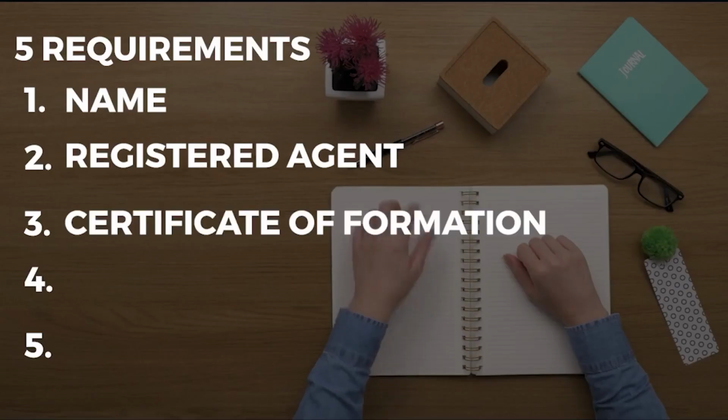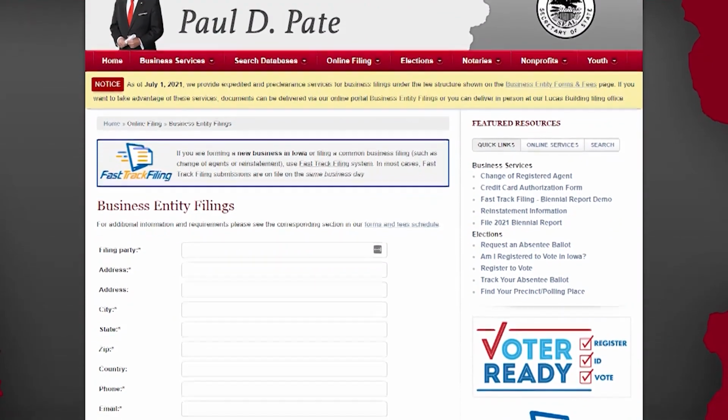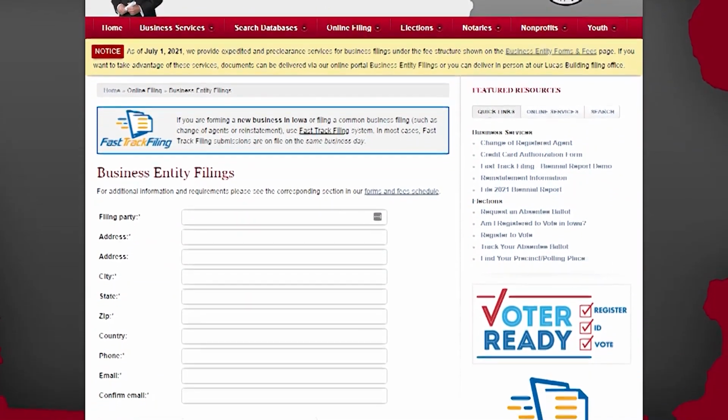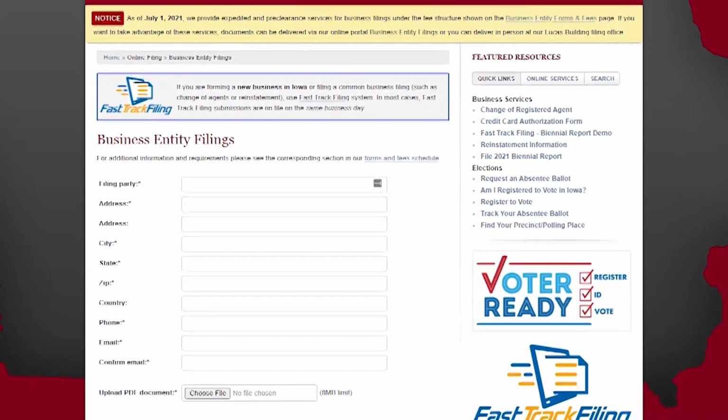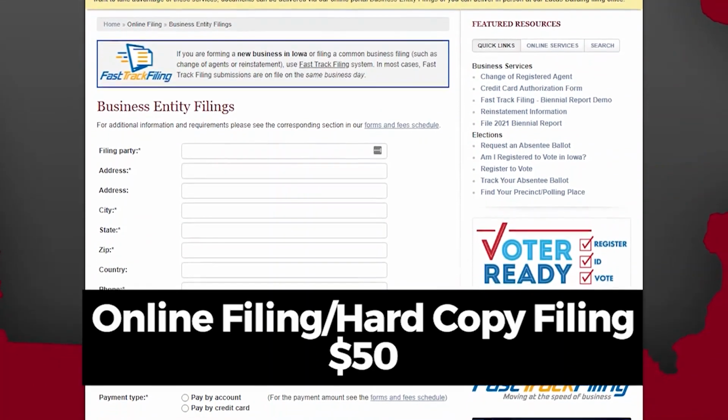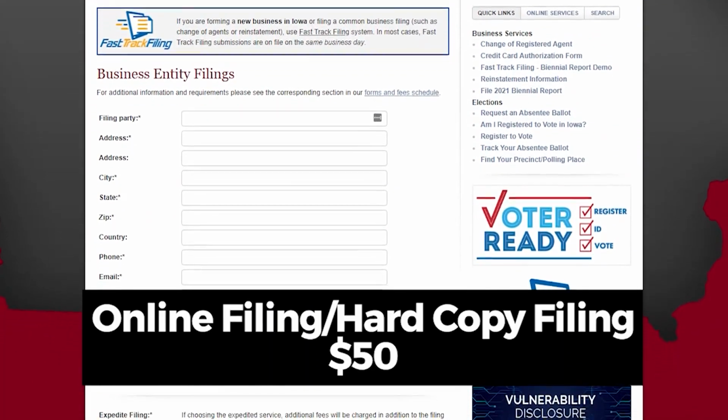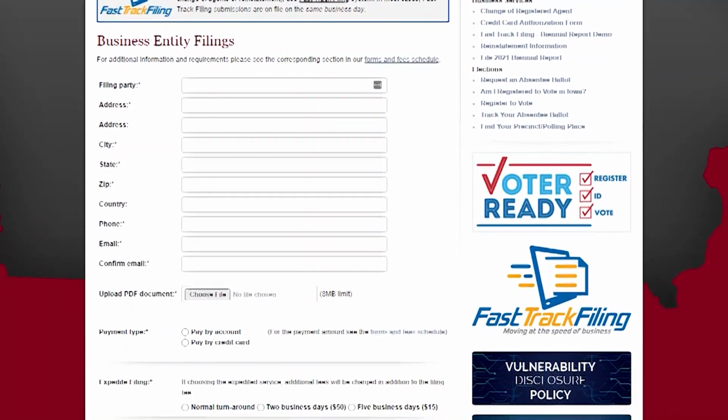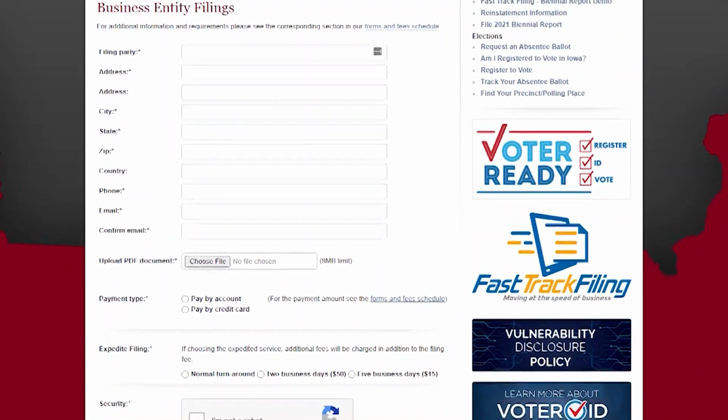Step 3. Filing the Iowa LLC Certificate of Formation. After that, you must file the Certificate of Formation with the Iowa Secretary of State's Division of Corporation. The Iowa State filing cost for an LLC is $50 online, by mail, or fax, which is again more budget-friendly compared to other states that charge more than $100.